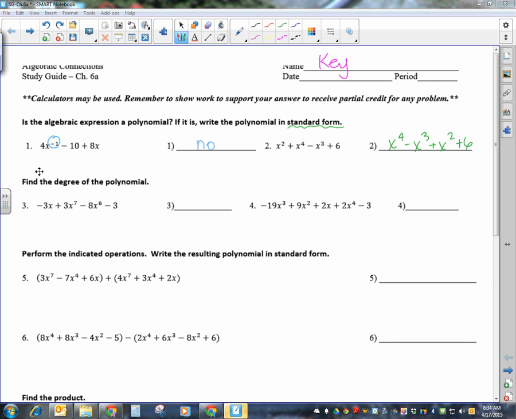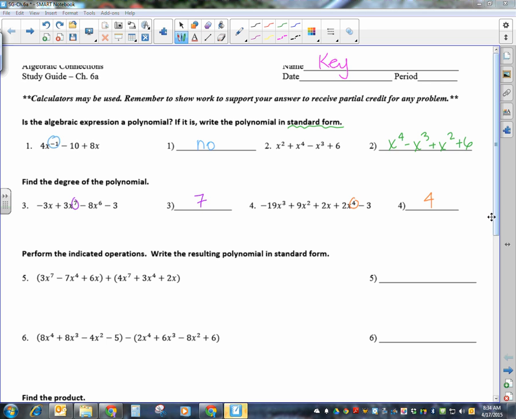Okay, find the degree of the polynomial. Well, the degree of the polynomial is looking at your exponents and finding the highest one. So all you had to do here was put 7. And looking at this one, we have the highest one is a 4. So the degree of this polynomial is 4.